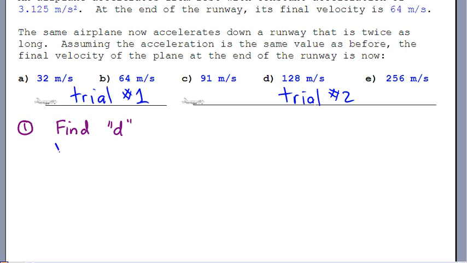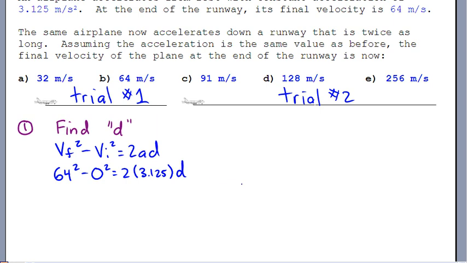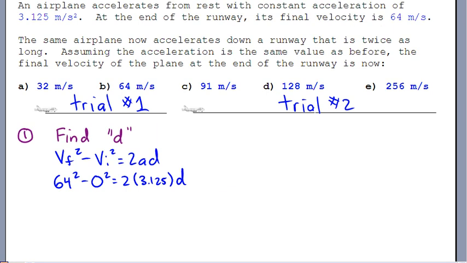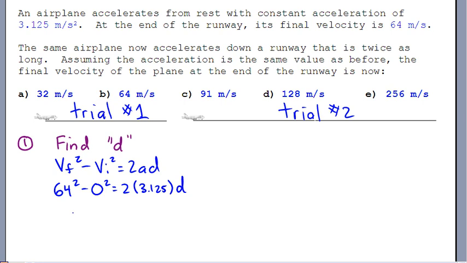So a great equation to jump to would be Vf squared minus Vi squared is equal to 2AD. And we can actually use this pretty quickly to find out how long the runway is, right? We get up to a speed of 64, initial was 0, and, thank you for telling me the acceleration, 3.125, and then we're looking for D. Without too much trouble, I can use that acceleration and I can find that this first runway is 655.36 meters, somewhere in there.